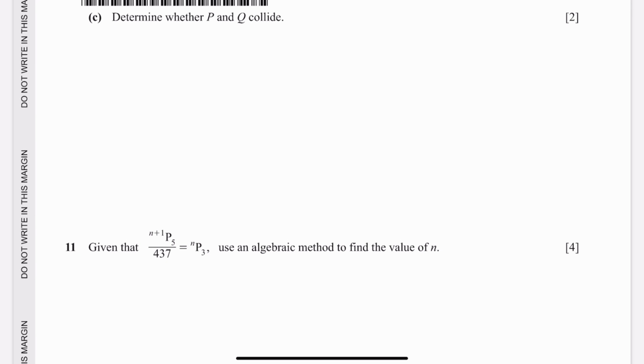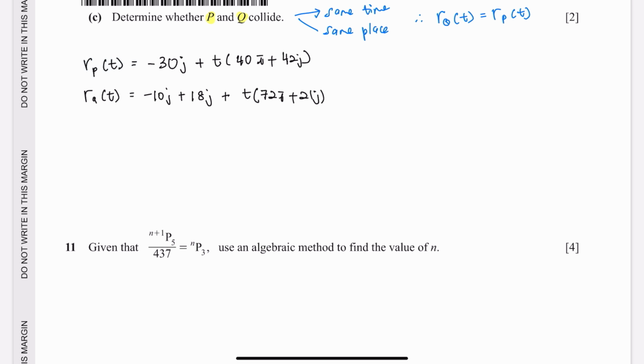Question C. Determine whether P and Q will collide. Okay, for it to collide, they will be at the same time and at the same place. What we can do is equate the position vector of Q to the position vector of P. If they are equal to each other, they will collide. We already have our vector of P. Now let's make it equal to each other.